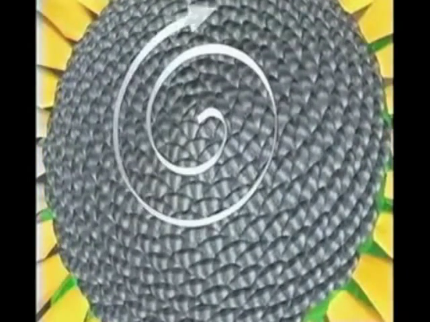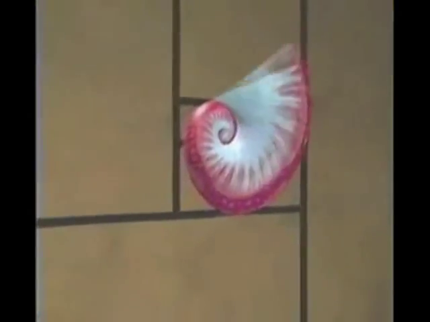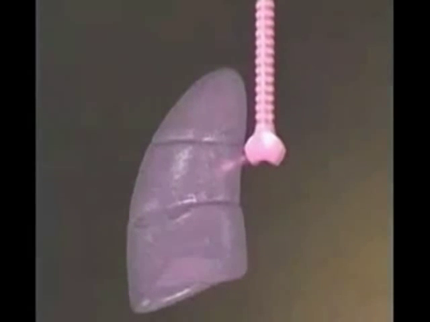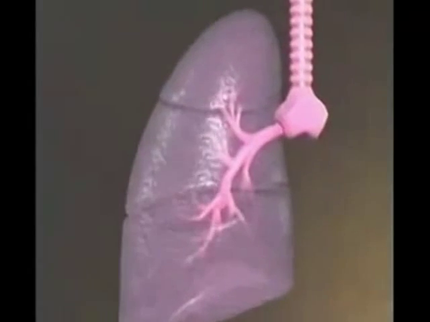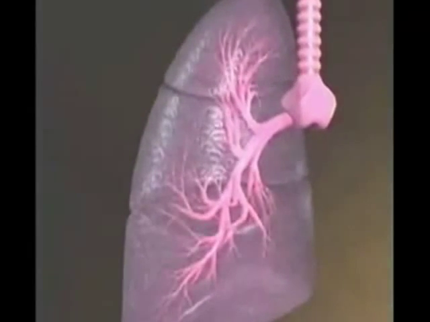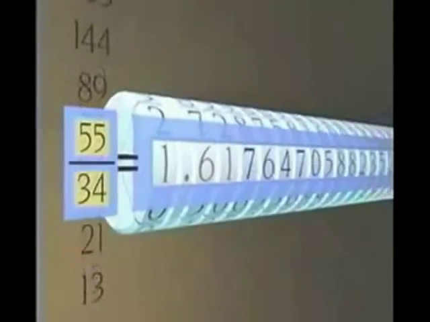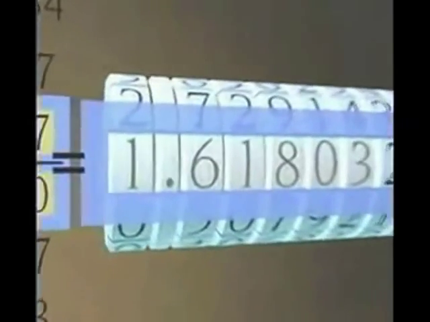Whether it is the spiral of consecutive seeds in a sunflower, the spiraling growth of a chambered nautilus, or the branching structure of bronchi in the lungs, organic growth is often guided by a mathematical ratio stemming from the Fibonacci series. As Fibonacci numbers increase, the proportion of two successive numbers becomes more and more similar. The ratio approaches but never reaches an infinite decimal beginning with the numbers 1.618.